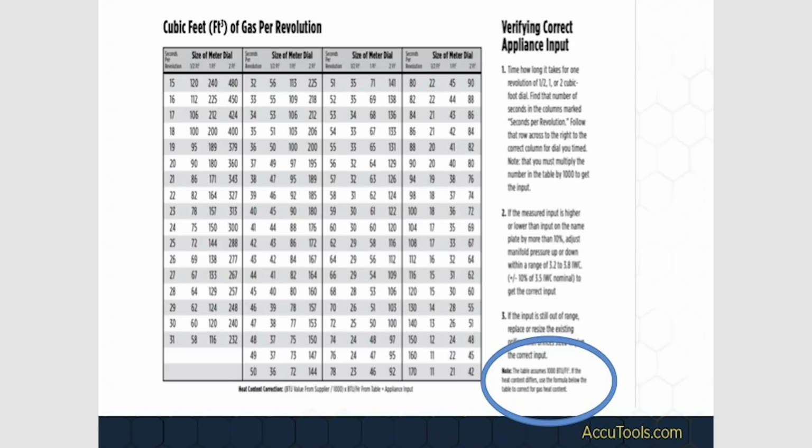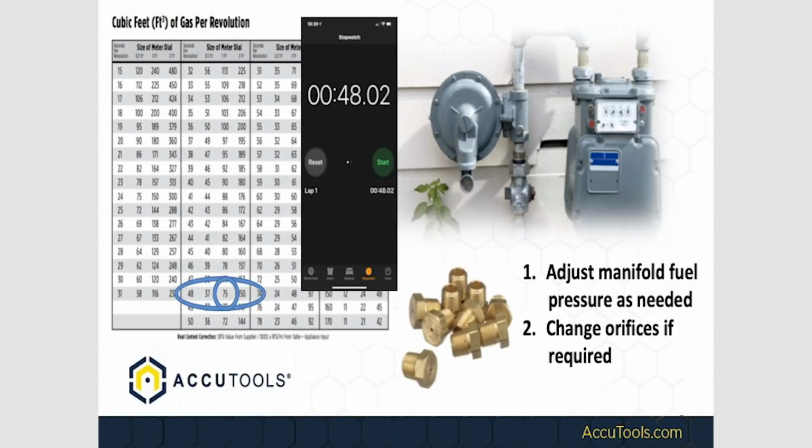Now there's different dial sizes, a half, a 1 foot, and a 2 foot, but the key thing here is that table assumes 1,000 BTUs per cubic foot. So whenever you clock the meter, whenever you look at the manufacturer's table, they're going to tell you that there's an assumption made for the heat content of the gas, and you actually have to mathematically correct that. And the way that you correct it, we'll talk about in just a minute on the next slide.